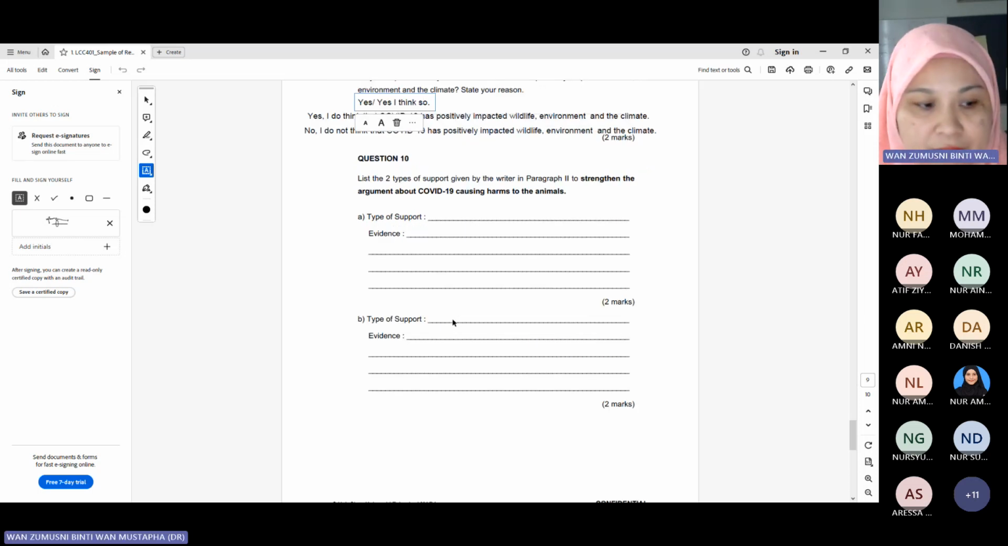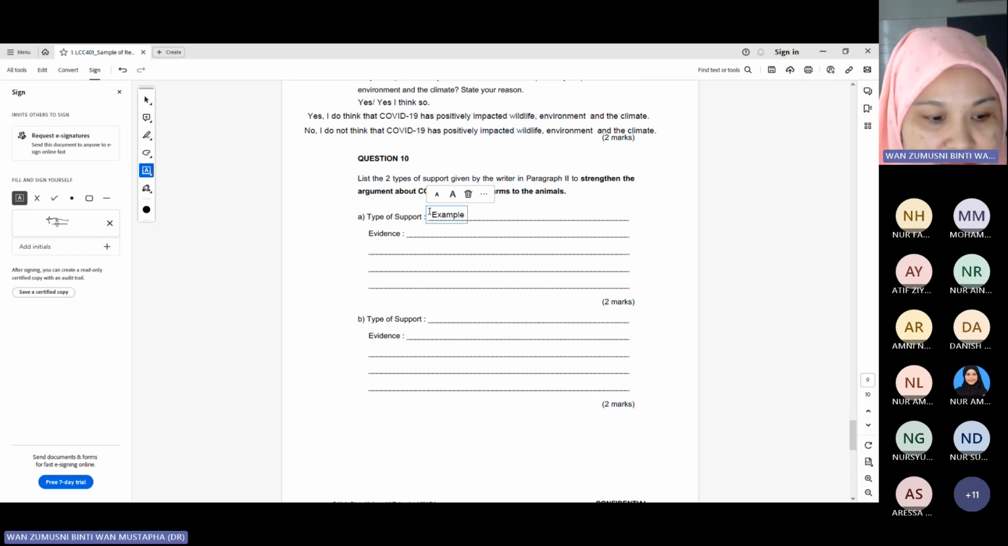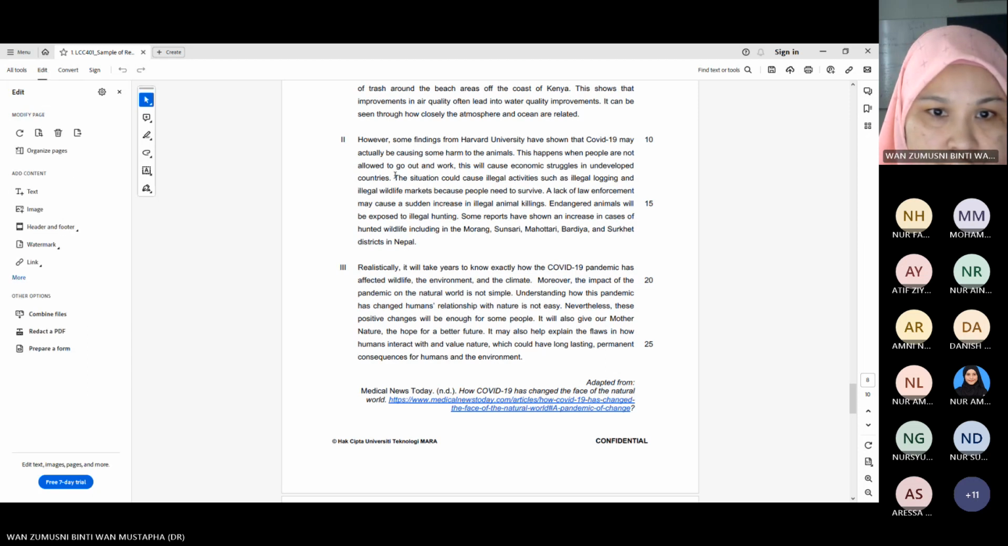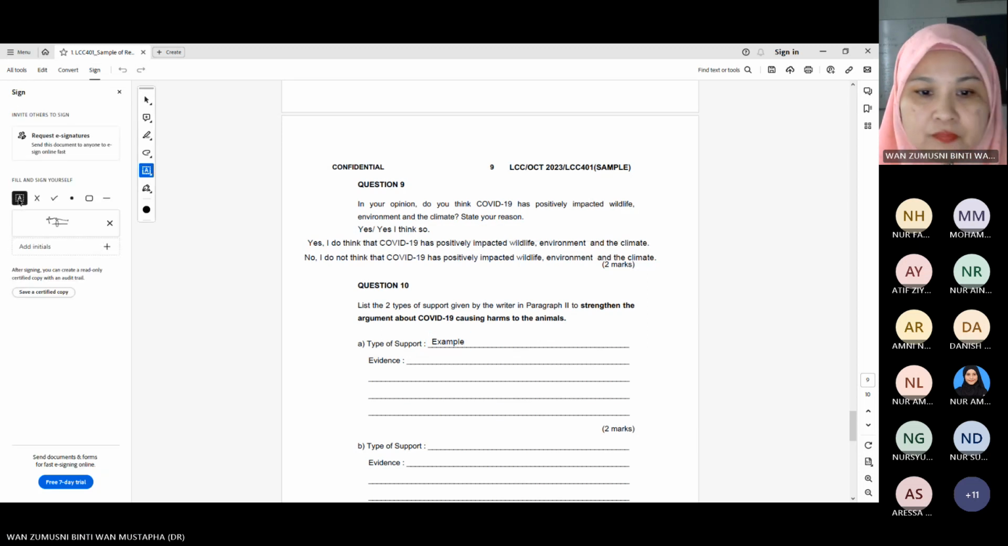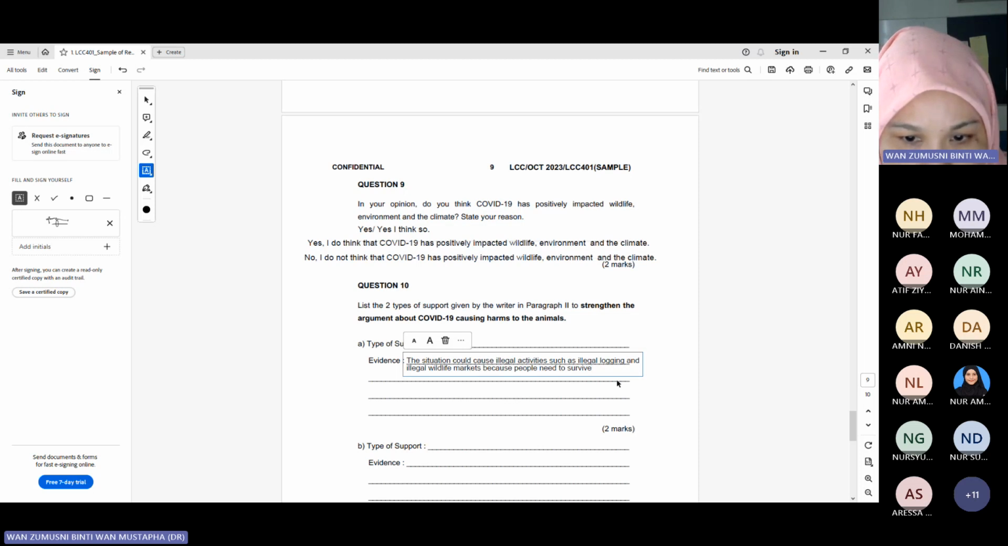Okay. Question 10, type of support. In paragraph 2, the type of support is example. And the evidence here is in paragraph 2. This is the evidence. The situation could cause illegal activities such as illegal loggings and illegal wildlife markets because people need to survive.